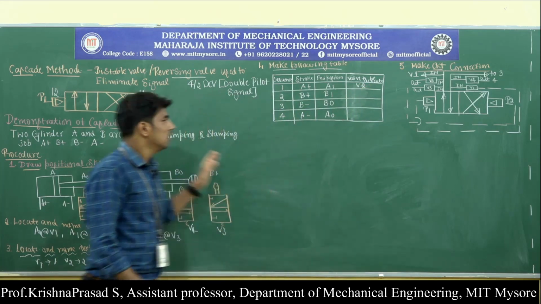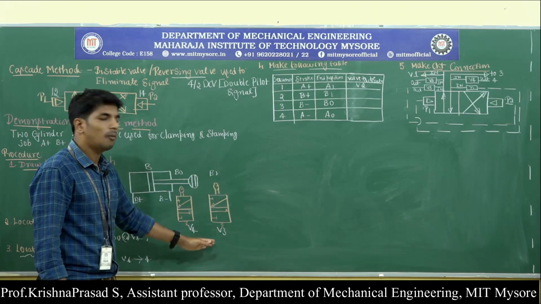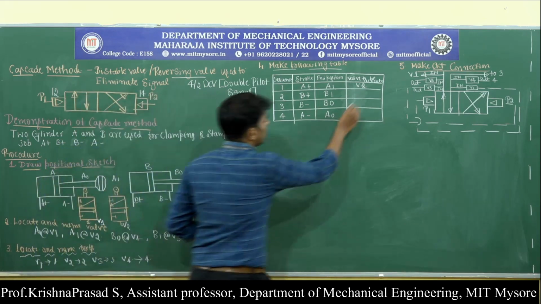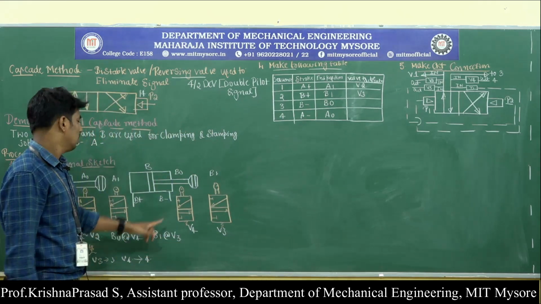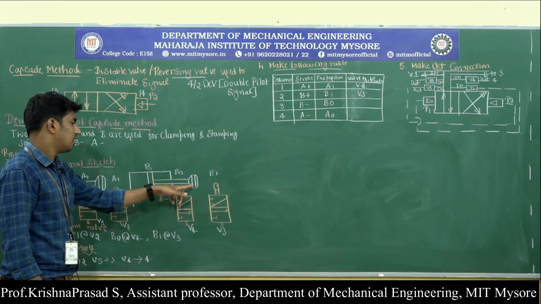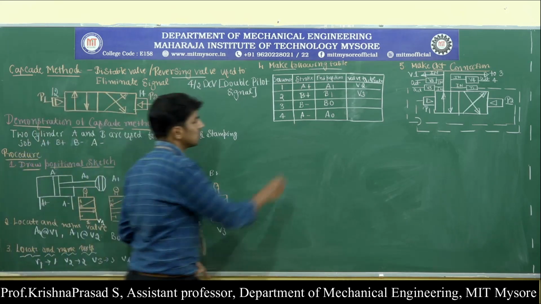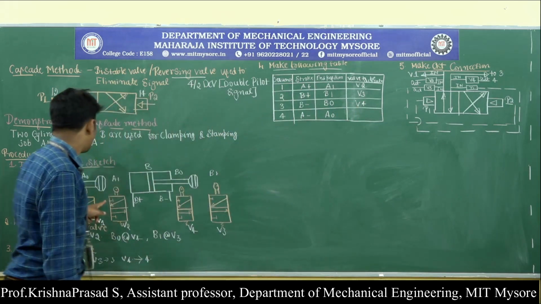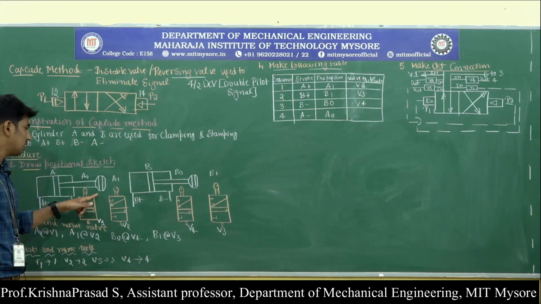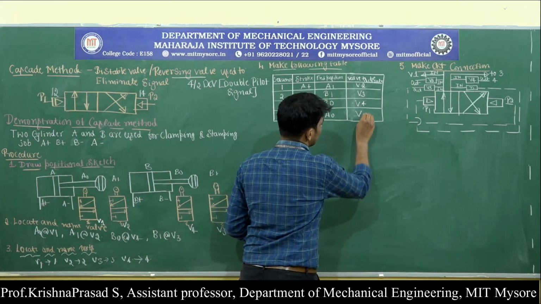Similarly, the second one is the extension of cylinder B. The end position is B1. The valve to be actuated is V3. Then similarly, the third one is the retraction of cylinder B. For the retraction of cylinder B, the valve to be actuated is V4. And the last one is the retraction of cylinder A. For the retraction of cylinder A, the valve to be actuated is V1.